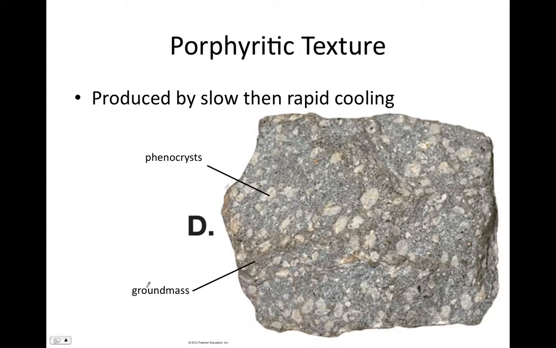Then we have porphyritic. Porphyritic texture is kind of a combination of both intrusive and extrusive processes. First, the magma begins to cool slowly, and during that time large mineral crystals form, which you can see here. These are called phenocrysts, these large mineral crystals. Then the magma becomes mobile. It reaches near the surface, or to the surface, where the remainder of the melt rapidly cools, forming very tiny mineral crystals called the groundmass. So porphyritic texture is a combination of both, and is the result of slow and then rapid cooling.